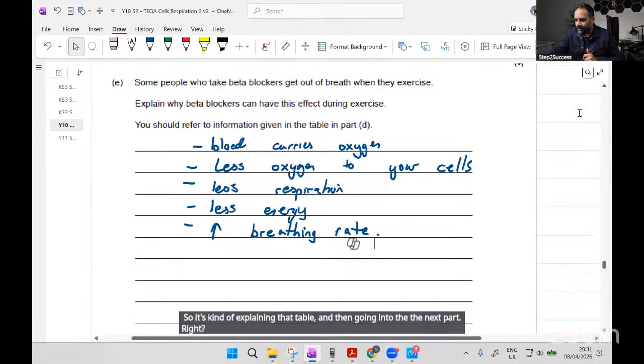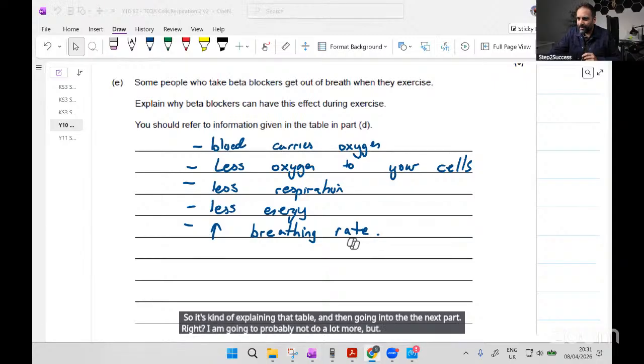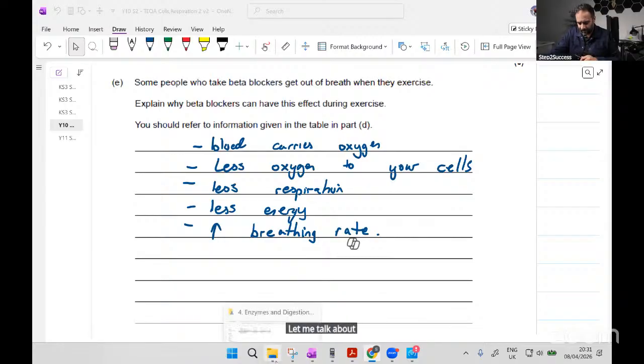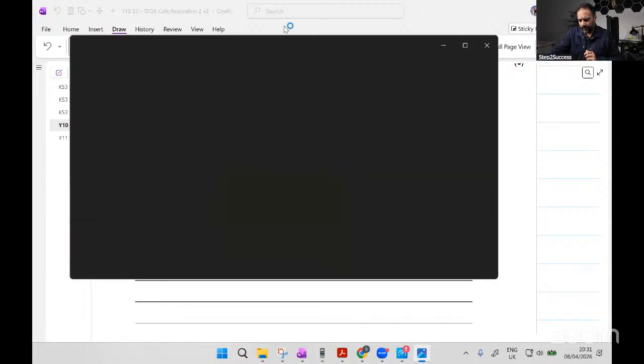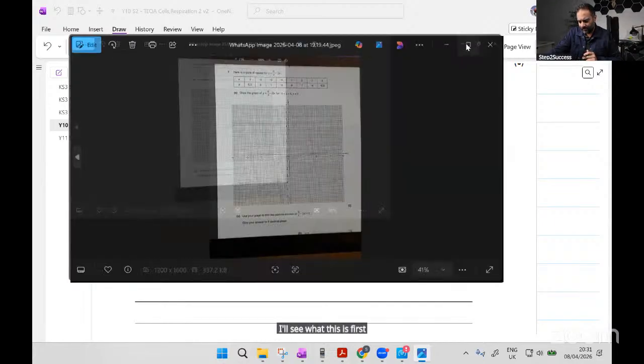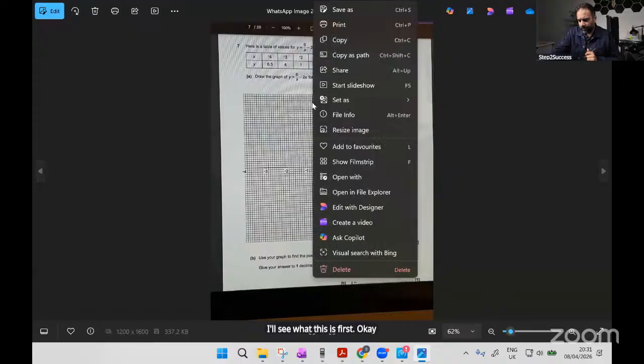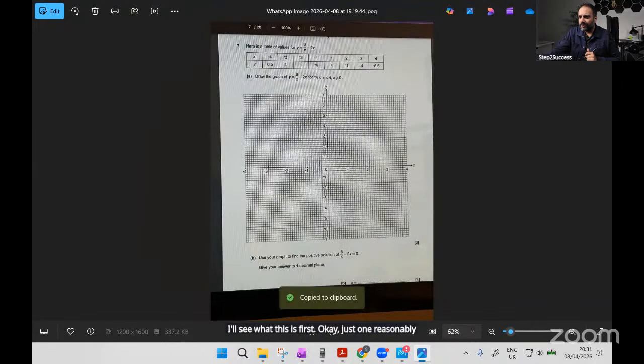Right, I'm probably not going to do a lot more, but let me talk about a maths question. Let's see what this is first. Okay, just one reasonably complicated maths question, then we'll finish for today.